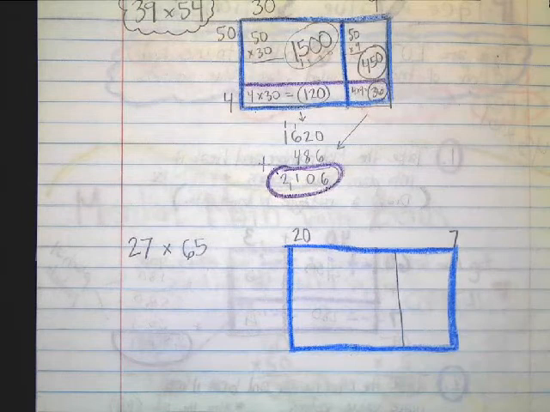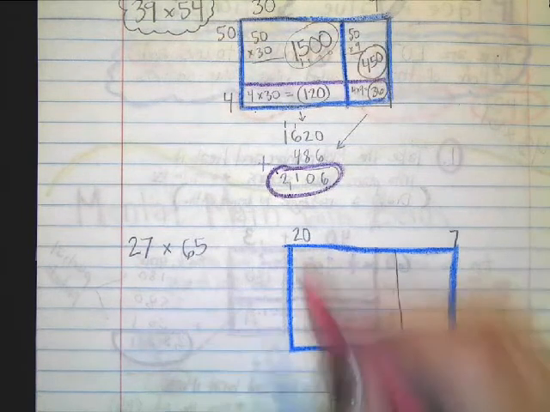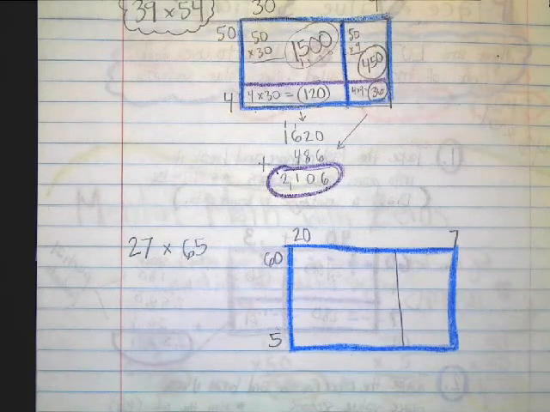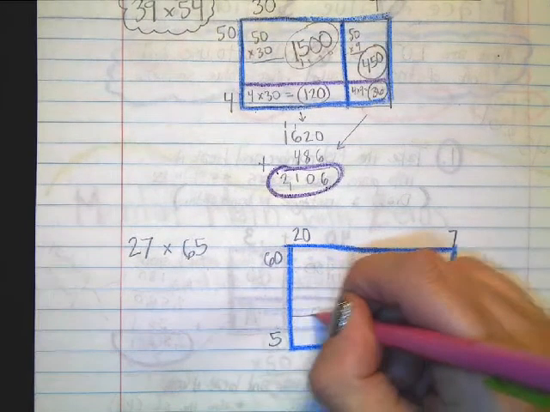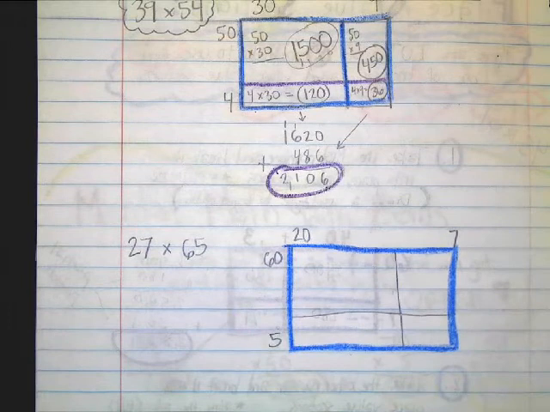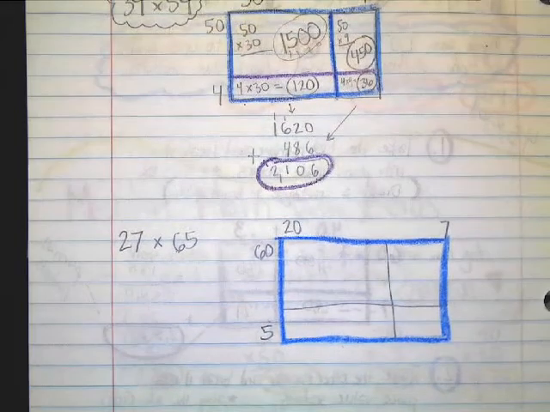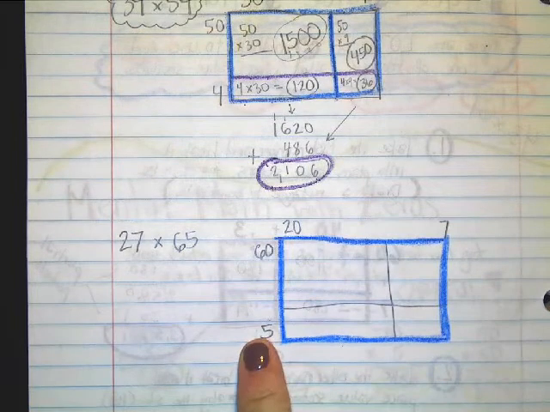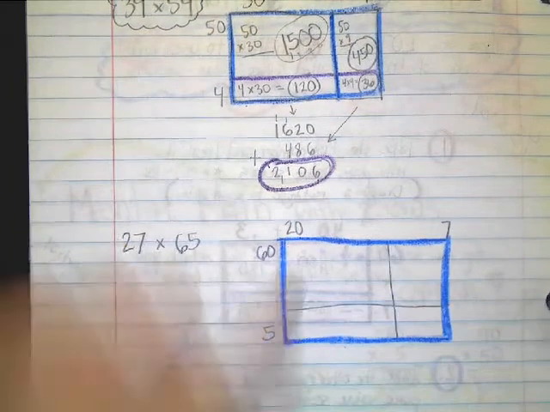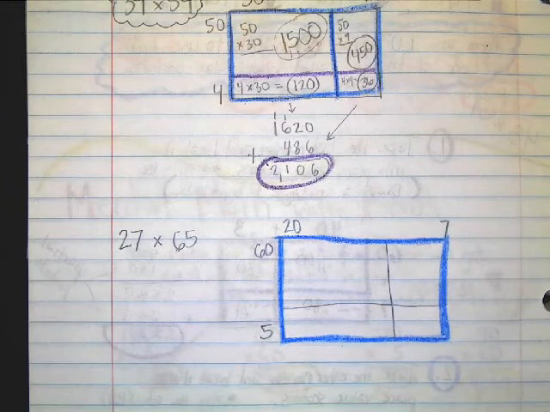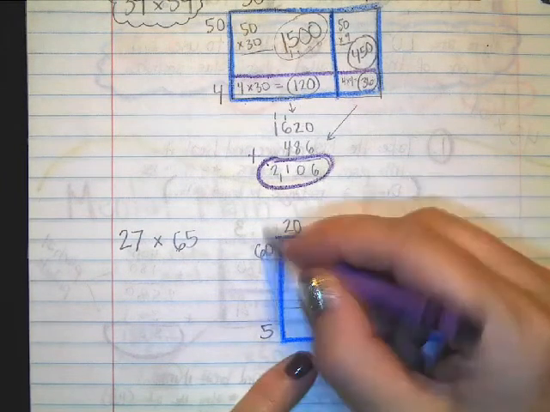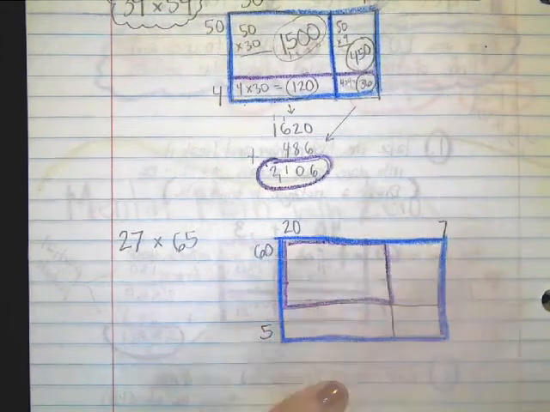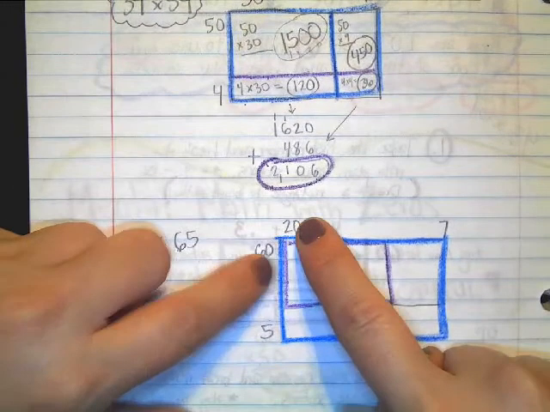Break up the first number. How do you break up 27? 27. So I'm going to go like this. How do you break up the next number? 65. And I'm going to break them up more like this. So you notice that I'm just doing pencil marks now. So 27 and 65. You're going to find the area of each rectangle.